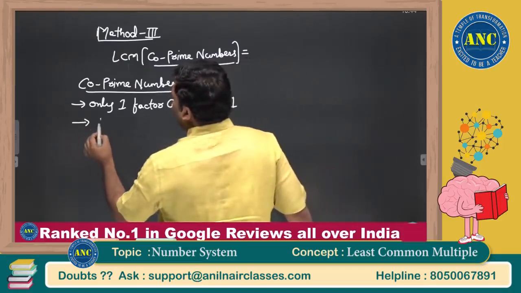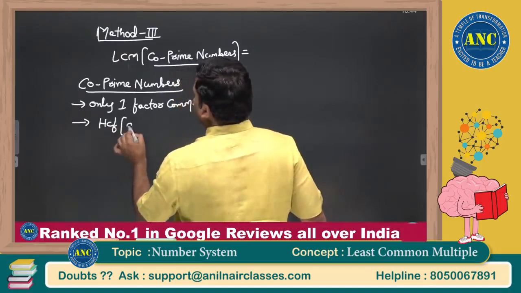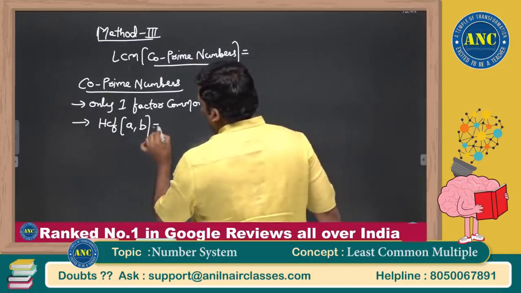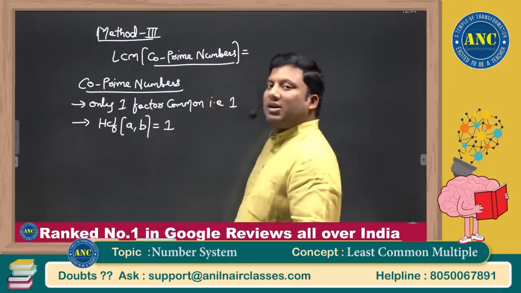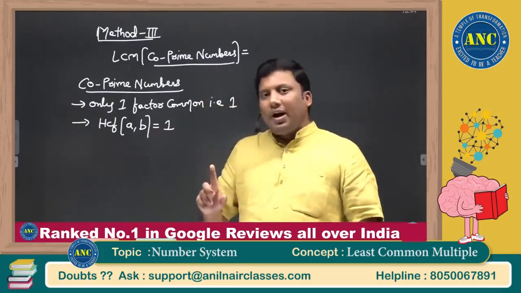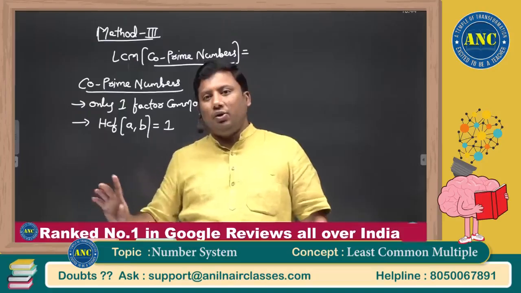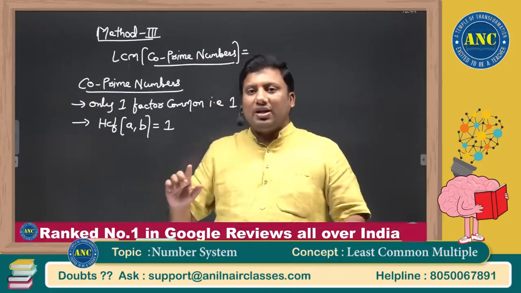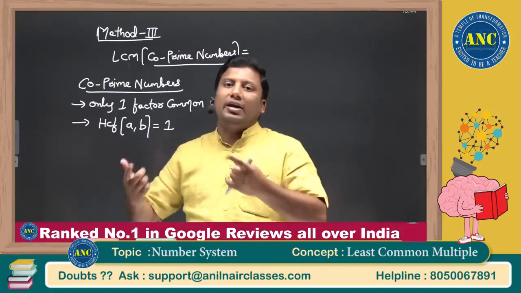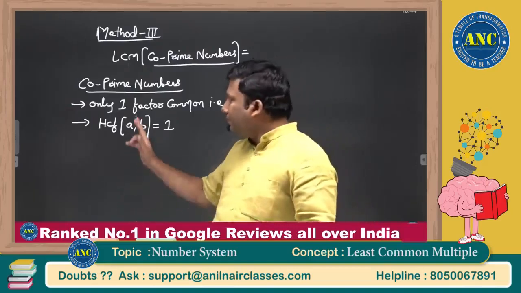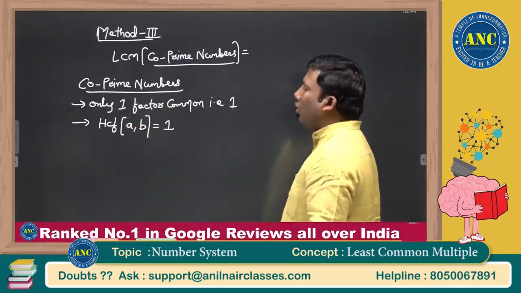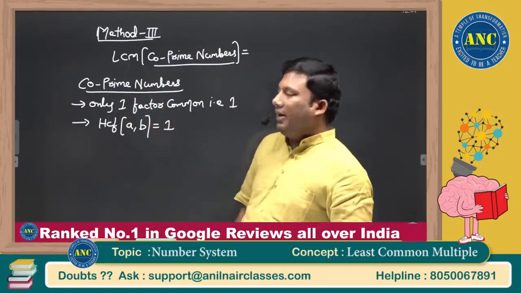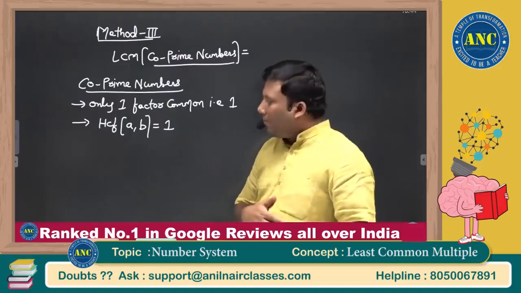Or from an HCF definition, HCF of 2 numbers, HCF always takes the factors common and highest. There is only one factor common, then the numbers are said to be co-prime numbers. Co-prime and prime are nowhere related to each other. Muhammad Kaif and Katrina Kaif are nowhere related to each other. Unless and until they decide to create a relationship, there is no relationship. 2 numbers are said to be co-prime numbers if their HCF it is 1. HCF of A comma B it is 1.